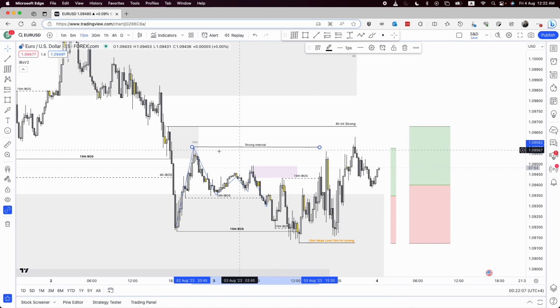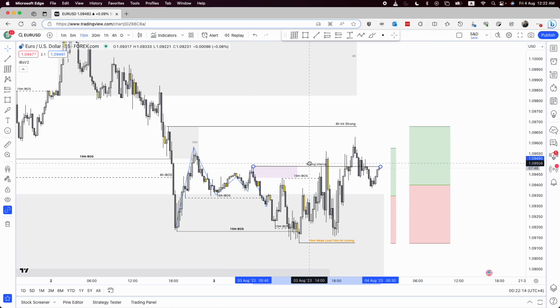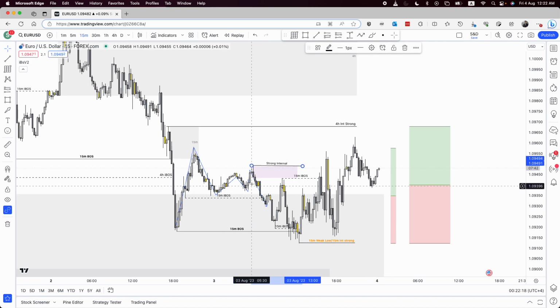Our strong internal, right? Internal of the internal. When this breaks, now this is our strong, right? Because this broke this structure, so technically this internal of the larger internal should hold. Price did react to it, it did not touch it, and then it came further down. So when you had another internal structure break, what happens?